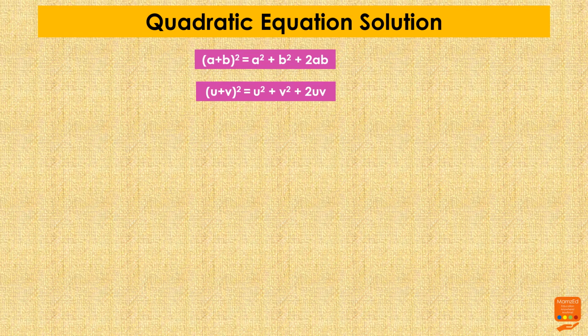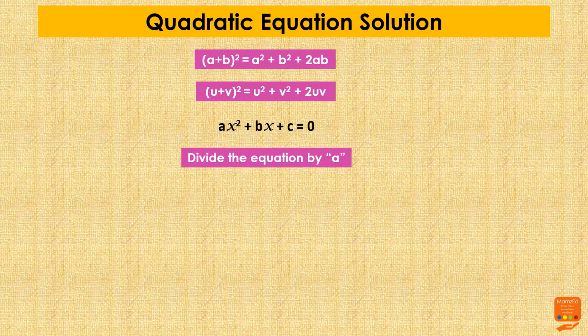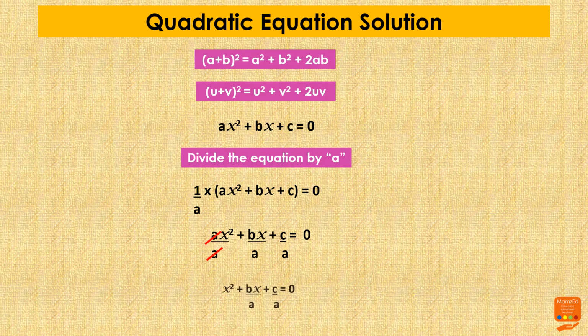So now we will rearrange our quadratic equation so that the coefficient of x squared is 1. And to do this, we divide the entire equation by a. So the quadratic equation becomes 1 by a multiplied by (ax squared plus bx plus c). And when we simplify it, a and a cancel out, and we are left with x squared plus bx over a plus c over a is equal to 0.